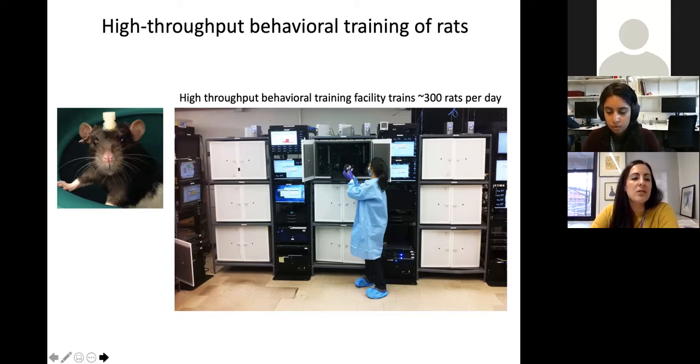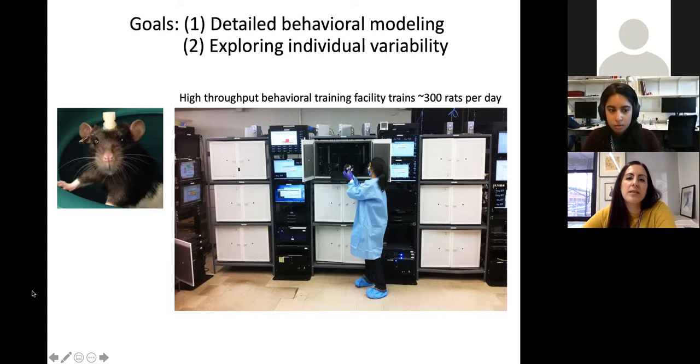And so this lets us do at least two things. The first is that this generates a lot of data, both per animal and across animals. And so this gives us a lot of statistical power for behavioral modeling. And additionally, because we can train so many rats in parallel, we can really explore individual variability in a way that can be challenging in other systems.